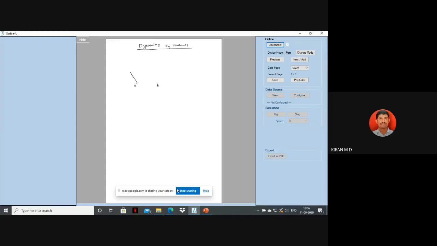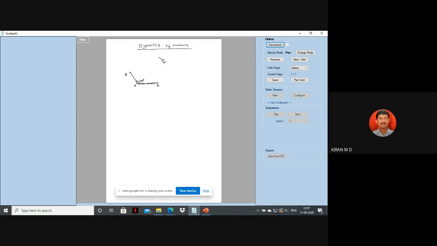Link AB is 40 mm, and the angle is 120 degrees. This is the point B. Then take the compass. We have the BC length of 100 mm and the CD length of 75 mm. For BC, I will draw an arc with this length, 100 mm.